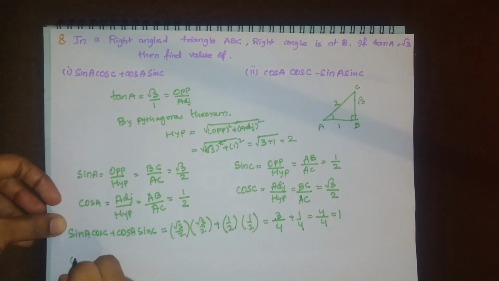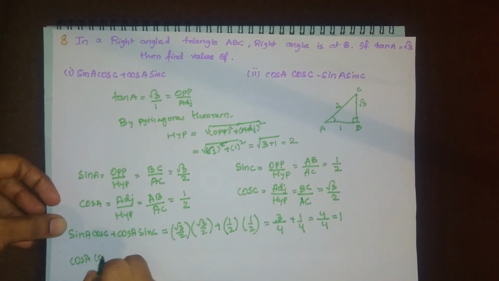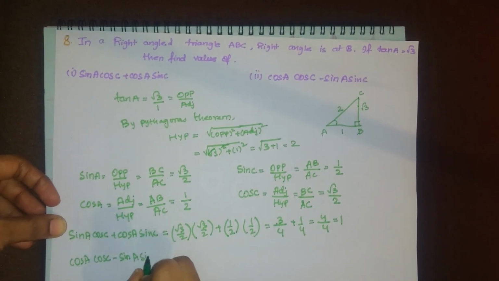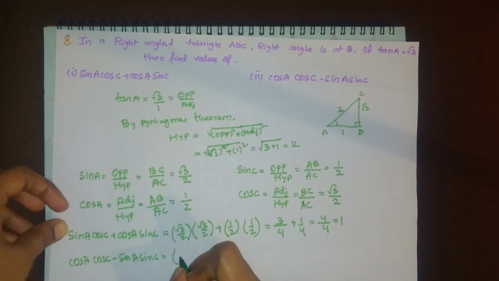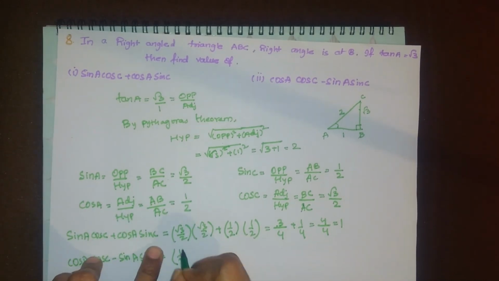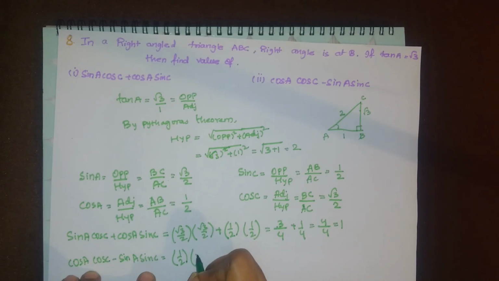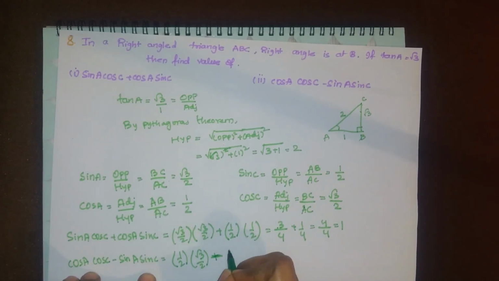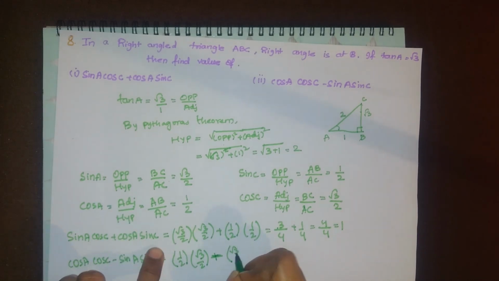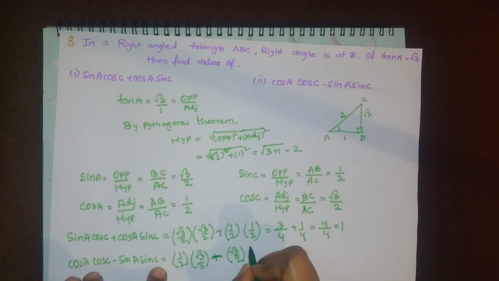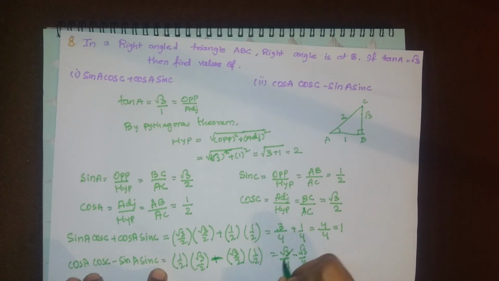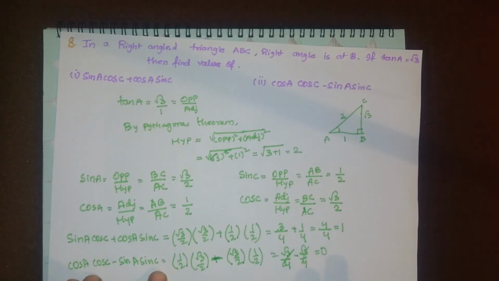Now second one, cos A cos C minus sin A sin C. This is equal to cos A is 1 by 2, cos C is root 3 by 2, minus sin A is square root 3 by 2, sin C is half. Root 3 by 4 minus root 3 by 4, they get cancelled. This is equal to 0.